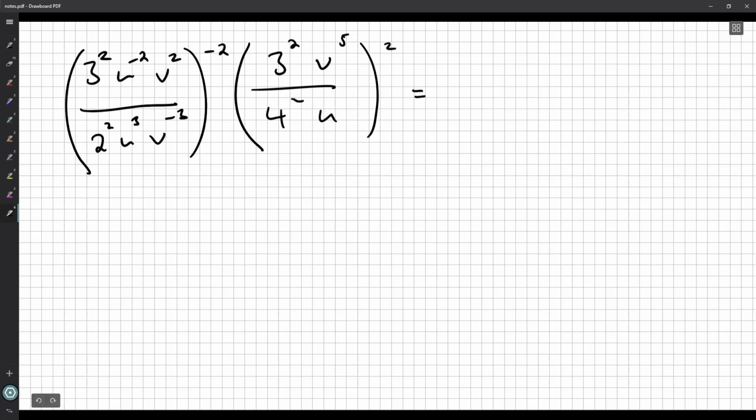And again, the properties you apply might be slightly different than mine. I do things in an order that makes sense to me based on how I've learned exponents. Okay? That doesn't necessarily mean that the way I learned exponents is going to be what's best for you. But let's go through this.